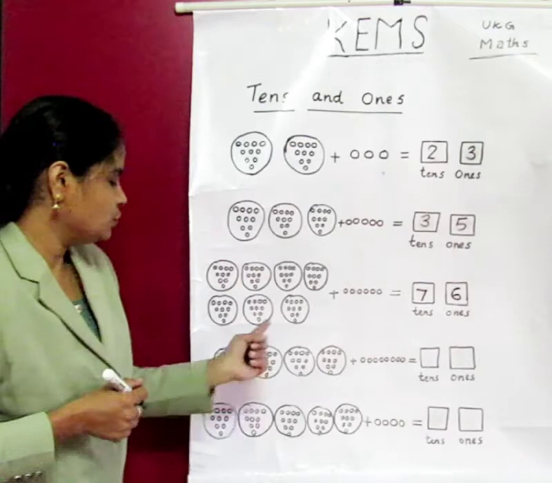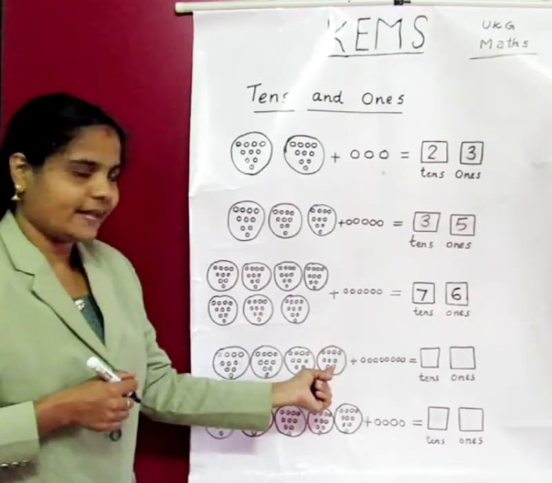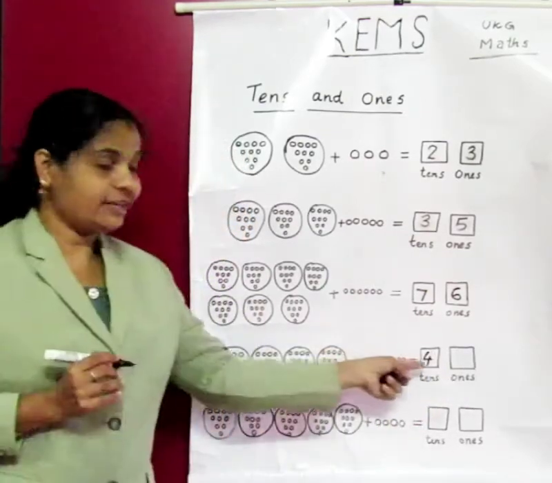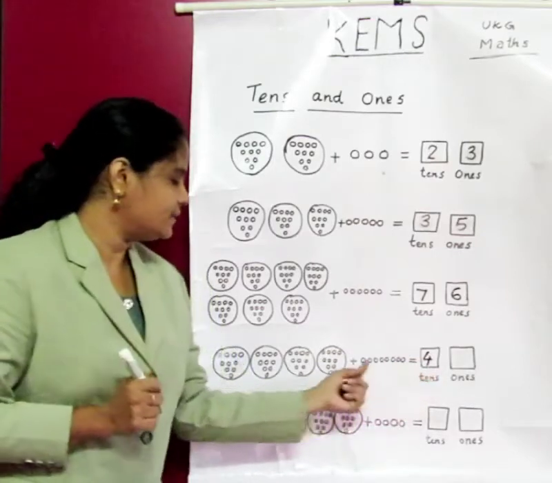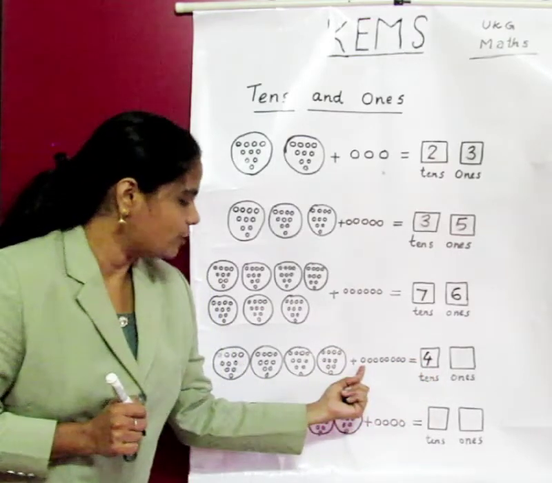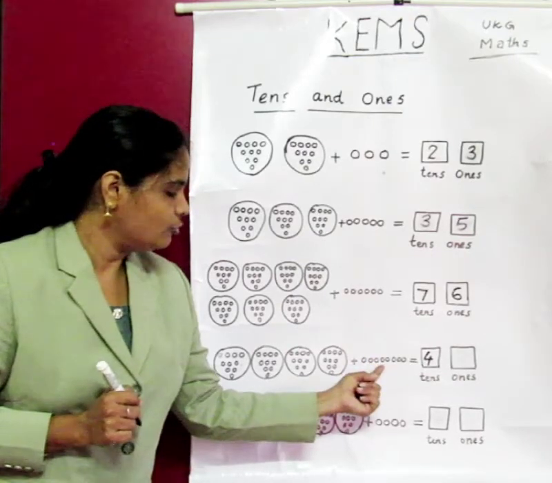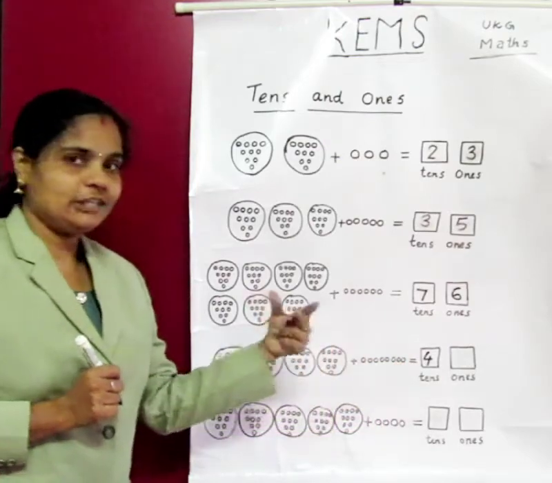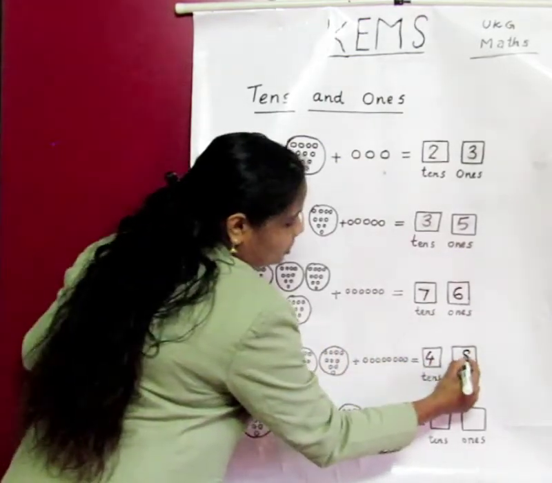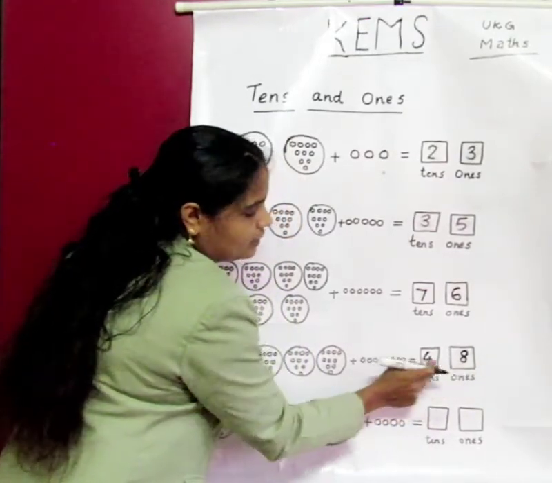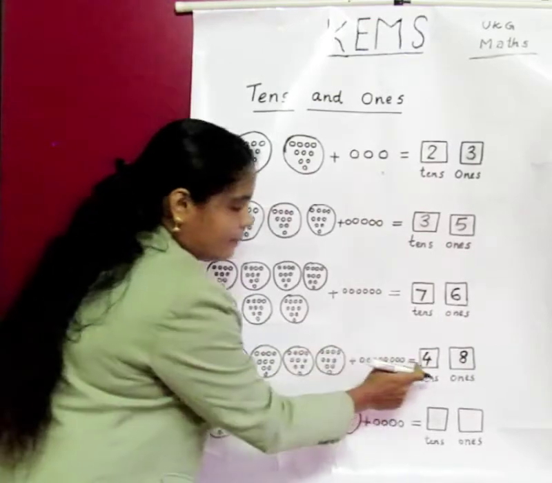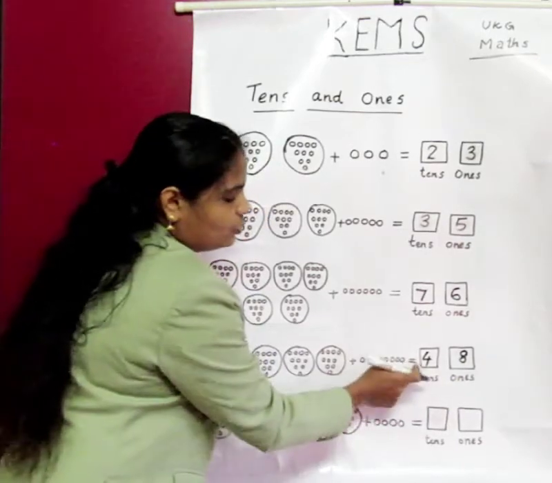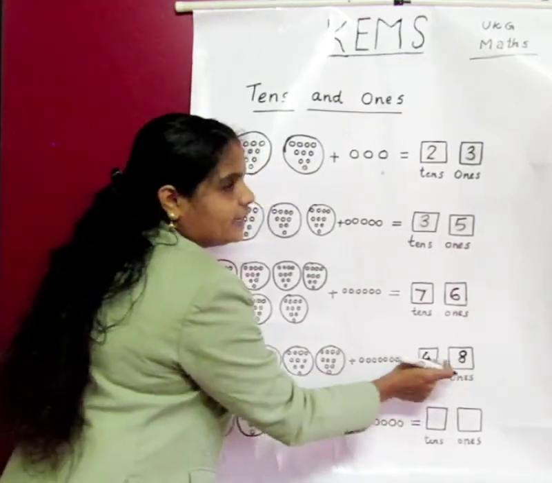Then, here, how many group of tens? 1 ten, 2 tens, 3 tens, 4 tens. So, 4 tens. Children, 4 tens are 40. Then, how many ones? 1, 2, 3, 4, 5, 6, 7, 8. So, 8 ones. So, we get the number 48. The number 48, 4 tens and 8 ones. 4 tens and 8 ones are 48.